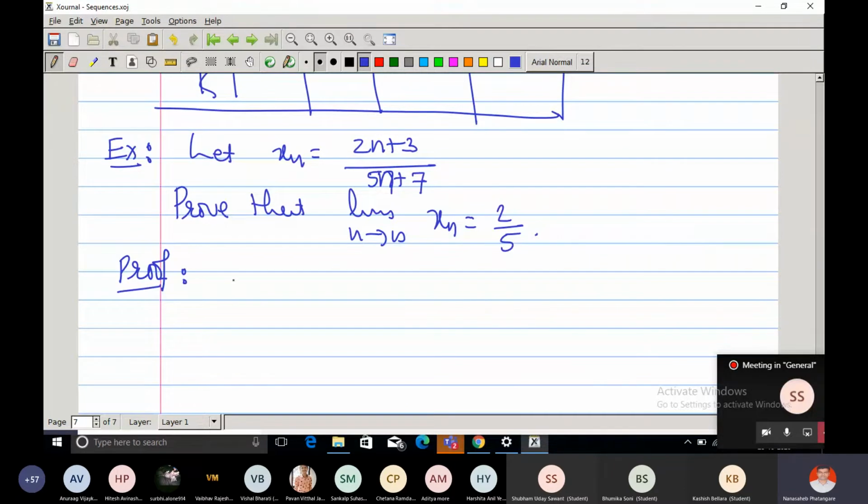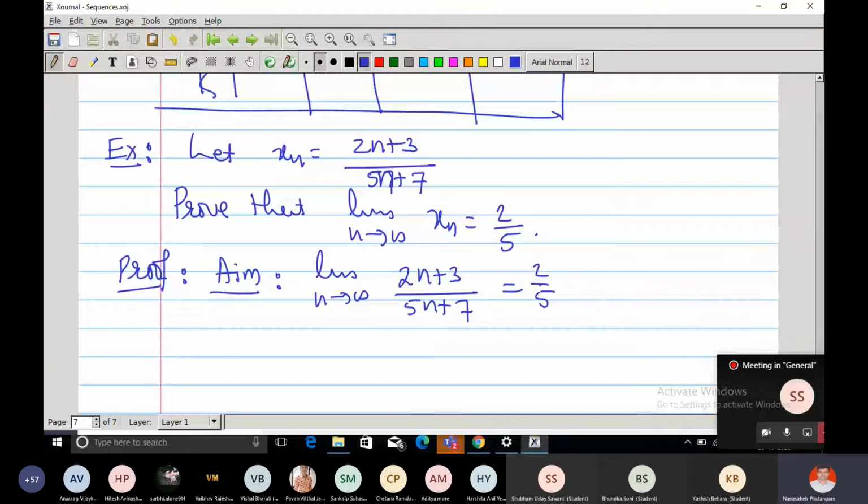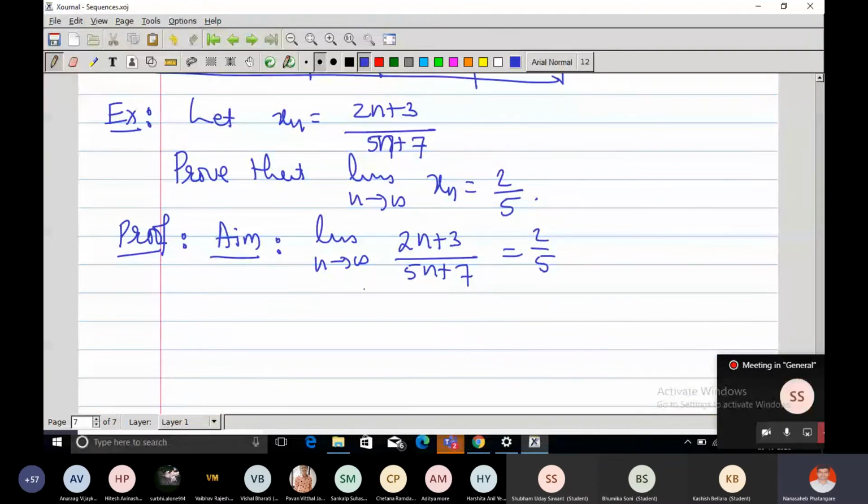So what is our aim? Our aim is to prove that the limit as n tends to infinity of xn is 2 by 5. That is what we want.